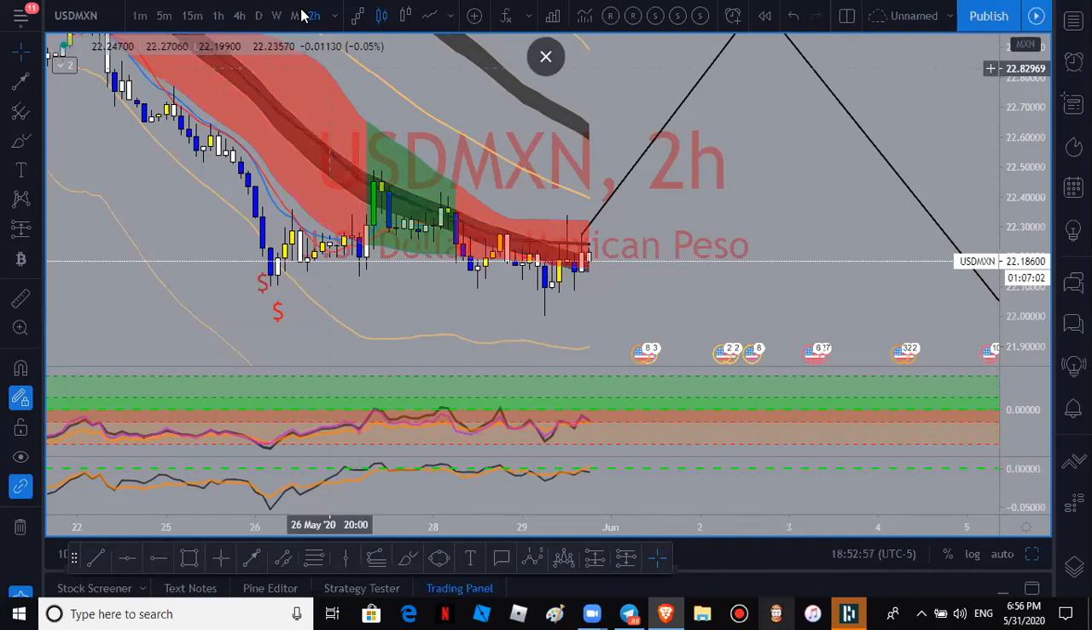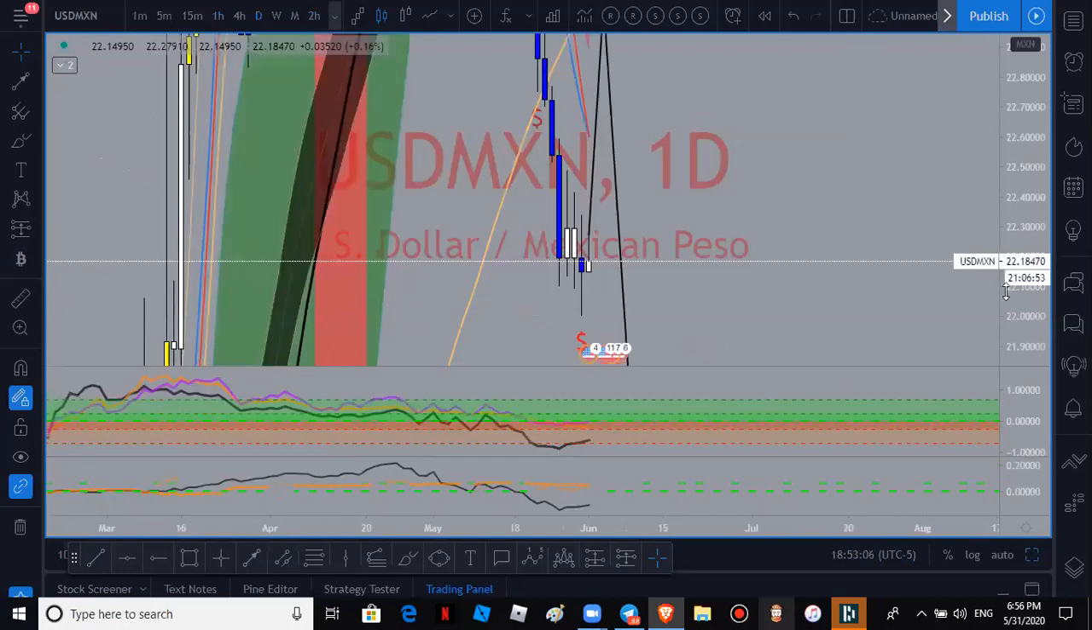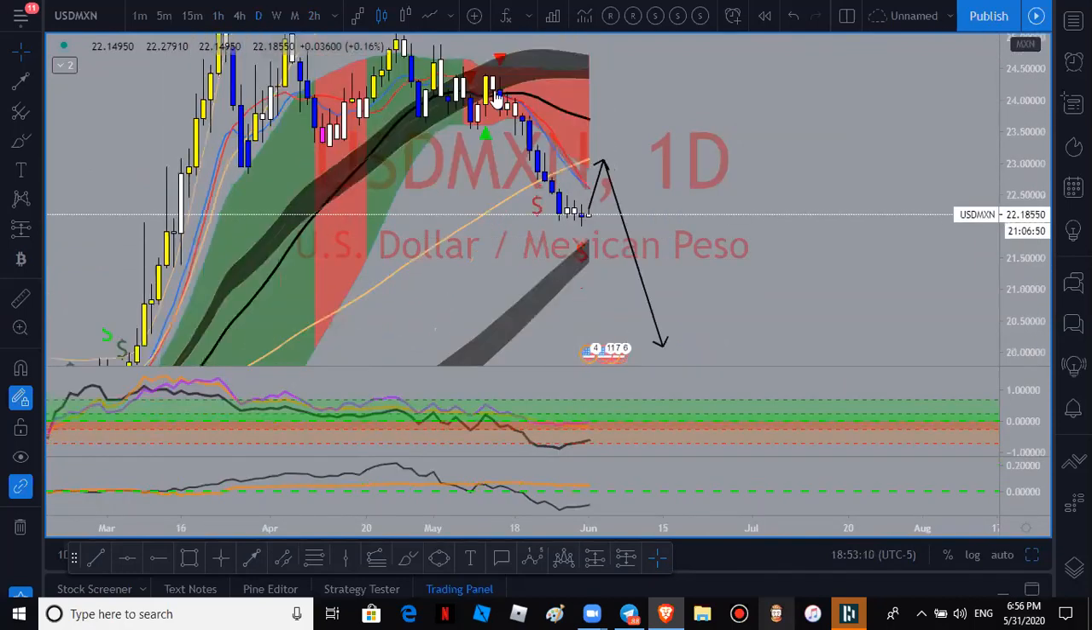So, for me personally, I'm not in this trade right now. I've gotten a nice bag off of this last week, and off of the past 2 weeks, actually, because it's just been free-falling from up here when I caught it. From when I caught it to where it's at right now, that's about, like, what, 600 pips?